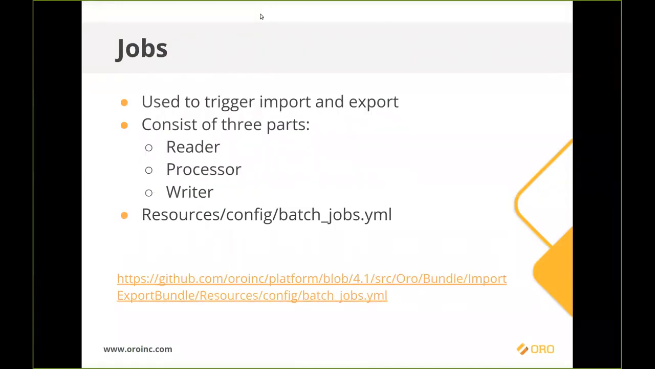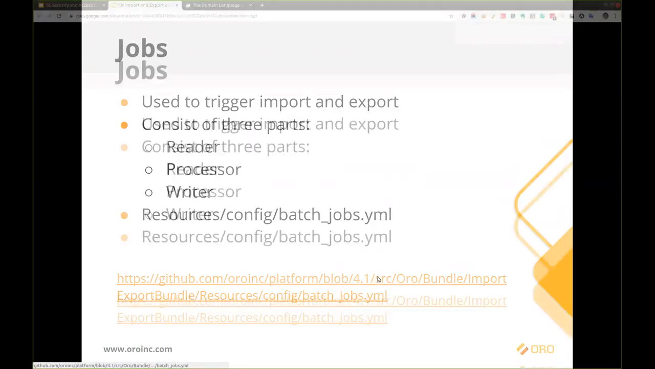So we have the jobs, and those jobs, actually, you have them defined. So for most of the import exports you're going to build, you don't have to play with them at all. And those are used to trigger import and export of the entities. Each job has a step, and inside the step, it has a reader, processor, and writer defined. So it can be different for every job. And let's see those batch jobs that are here by default.